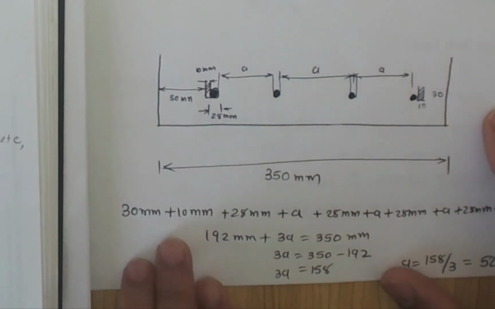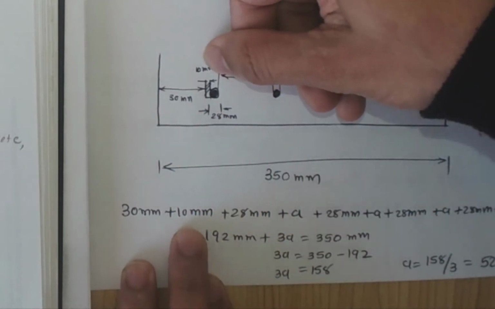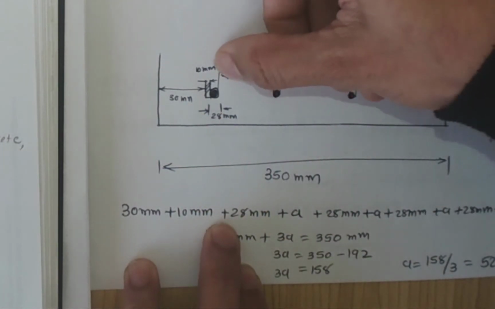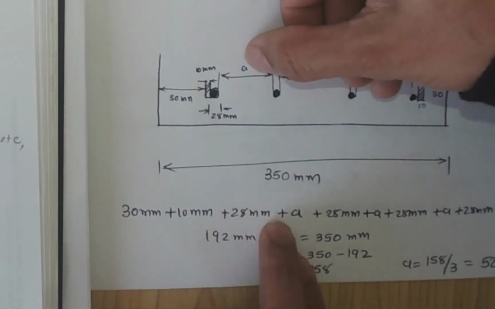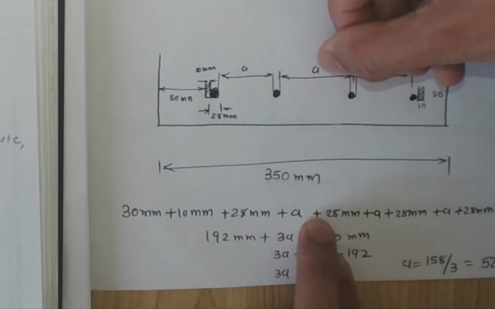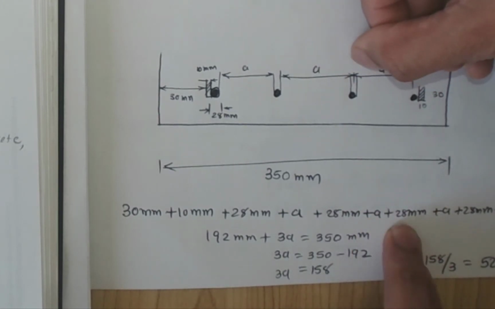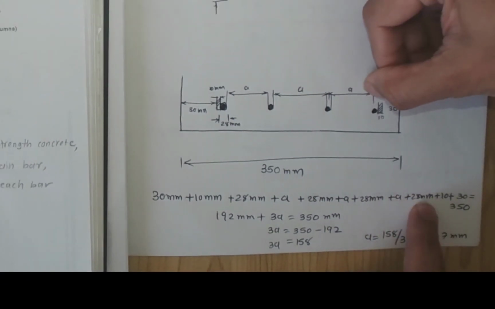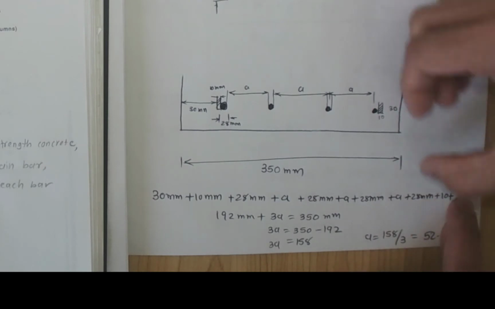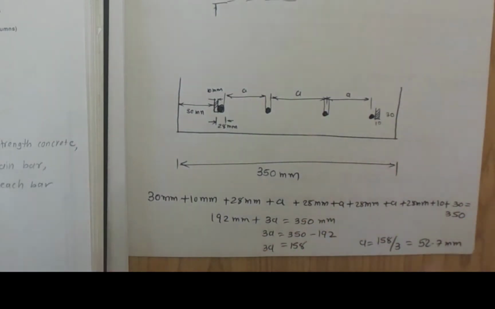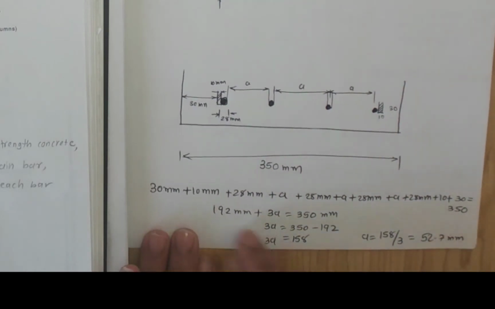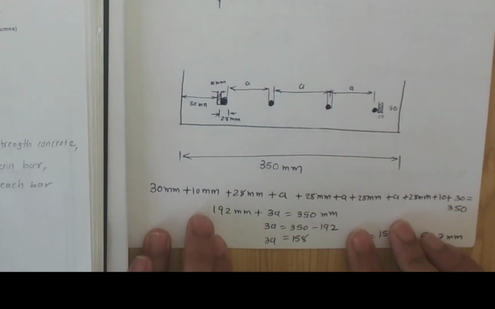Now I can have 30 plus 10 stirrup plus 28 bar diameters given in the questions, plus a plus 28 bar diameter plus a plus 28 plus a plus 28 plus 10 plus 30 equal to 350. You can work it out. This is the simplest way I can find to calculate this a. There are various methods, or you can use these plus and minus methods the way you like, but this is the simplest one, just addition and subtraction.